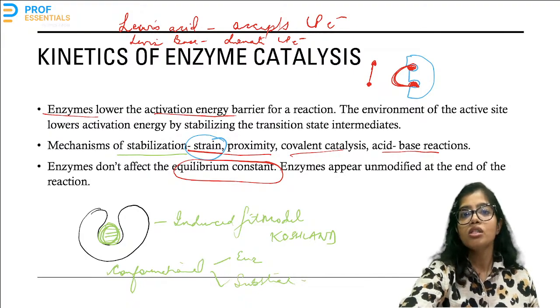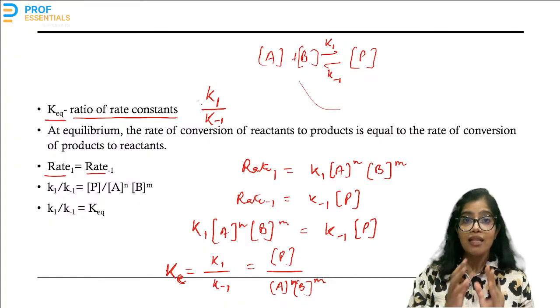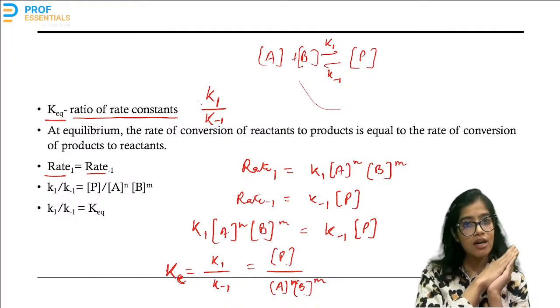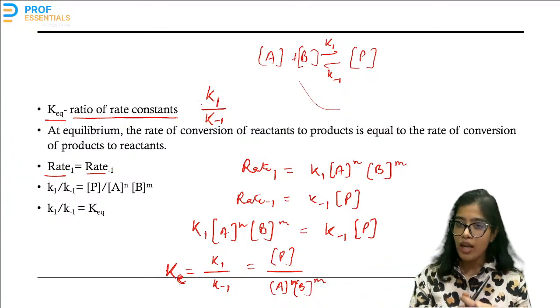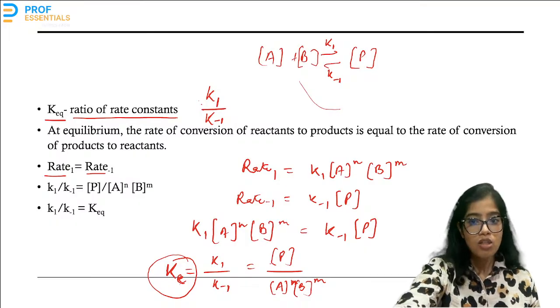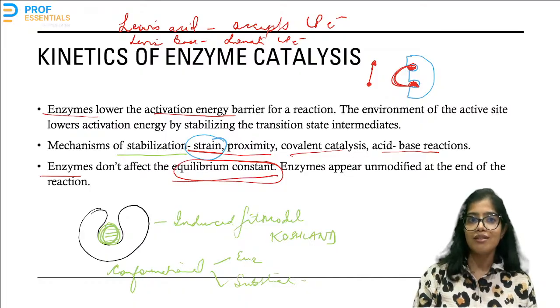So what was the equilibrium constant? If you see, the equilibrium constant depended on the concentration of the products and the concentration of the reactants. Enzyme is neither a reactant nor a product. The enzyme appears unmodified after the reaction is over, so it can neither be counted as a reactant nor as a product. The equilibrium constant depends upon the ratio of the concentration of the product to the reactants. So the equilibrium constant is independent of the concentration of the enzyme.